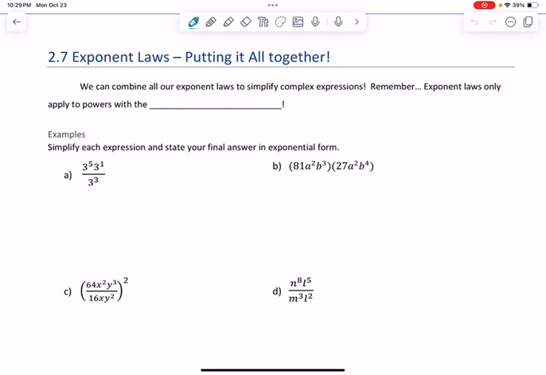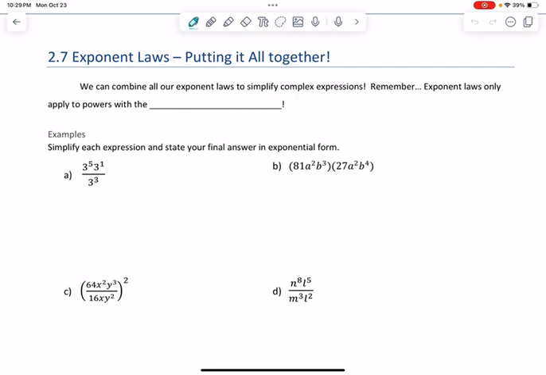Putting it all together, where we are going to take a look at all of the exponent laws that we have learned so far, all of the skills we have tackled so far, to help simplify and perhaps even evaluate expressions that involve many exponents.